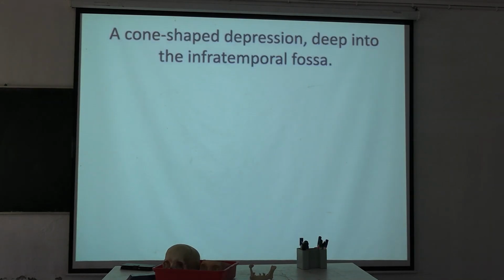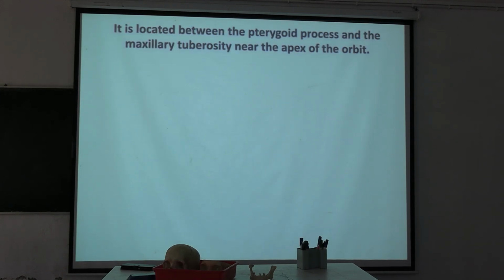Next, we go to the pterygopalatine fossa. It is a cone-shaped depression deep to the infratemporal fossa. Through the pterygomaxillary fissure, you can enter into the pterygopalatine fossa. It is located between the pterygoid process and the maxillary tuberosity, near the apex of the orbit. You can even see in the bone where it is located.